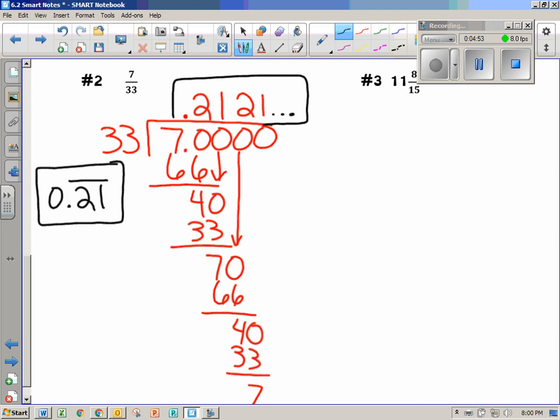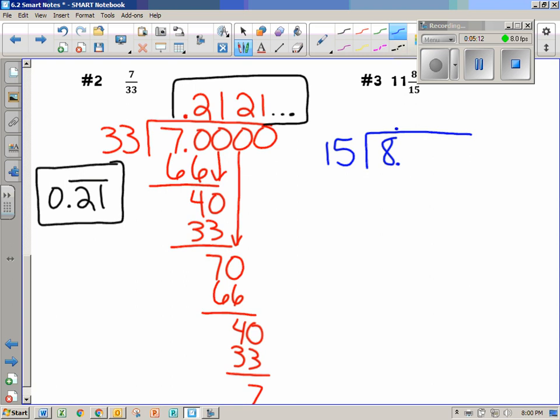Let's try the next one. We've got 8/15. If 8/15 simplified, we would do that first. So always remember to look, but it doesn't. So I'm just going to come over and divide. 8 divided by 15.